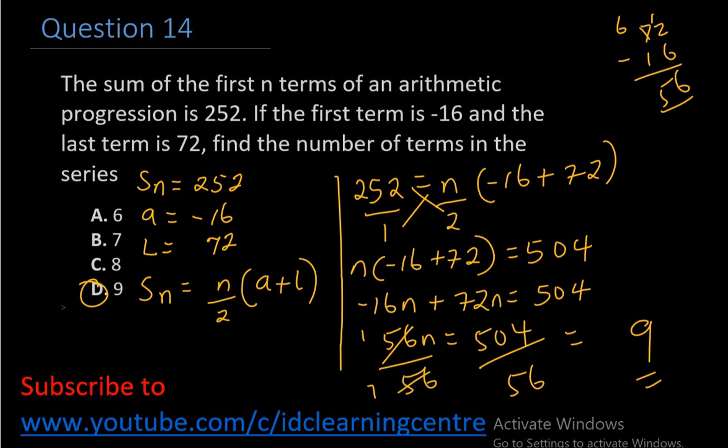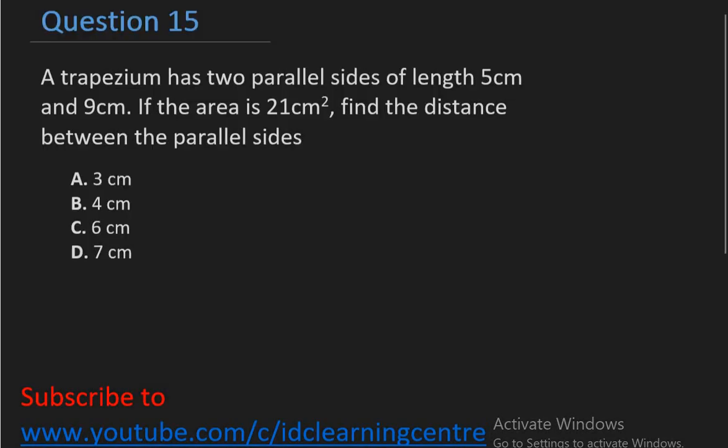Alright, question 15. This question says, a trapezium has two parallel sides of length 5 centimeters and 9 centimeters. If the area is 21 centimeters square, find the distance between the parallel sides. You know that area of a trapezium is A plus B, which is the two parallel sides, divided by 2 times the height. Now they want us to find the distance between the two parallel sides. They are simply asking us to find H, the height.